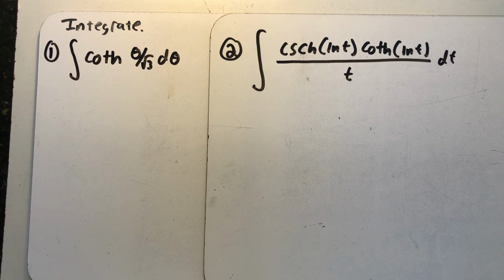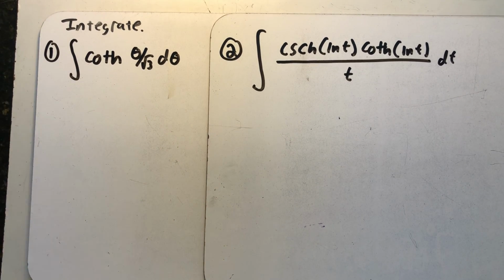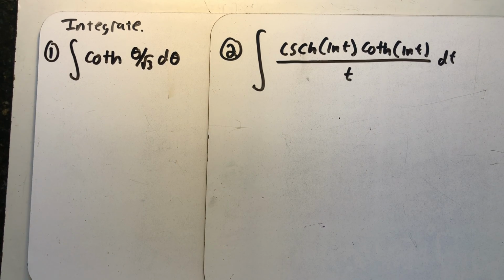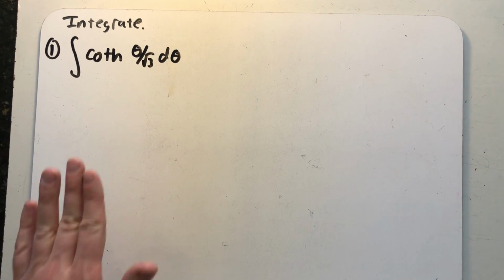Let's find a couple antiderivatives that involve our hyperbolic functions. So first, we'll find the antiderivative of the hyperbolic cotangent of theta over root 3 with respect to theta. And then the hyperbolic cosecant of the natural log of t times the hyperbolic cotangent of the natural log of t, all over t dt.